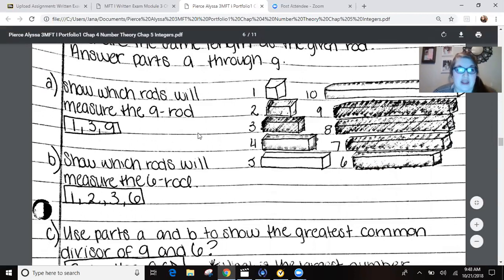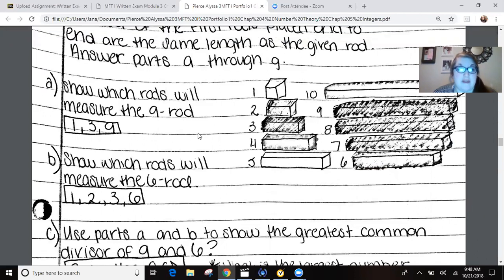Okay, so for A, we are to show which rods measure the 9 rod. So that would be 1, 3, and 9. 1 end to end, you would do 9 of those. 3 end to end, you would do 3 of those. 3 times 3 is 9. And 9, of course, pressed against a 9 rod would measure it perfectly.